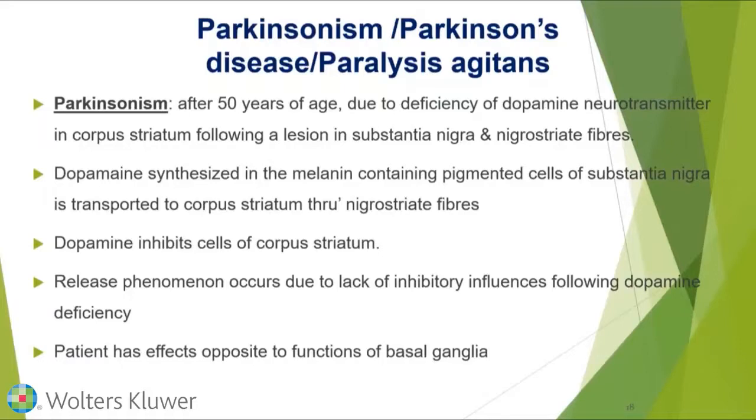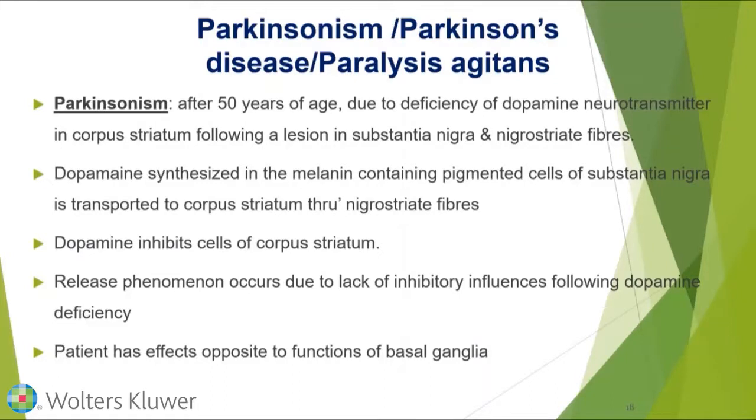One of the most important conditions occurring due to a lesion of basal ganglia is Parkinsonism. It is also otherwise known as Parkinson's disease or paralysis agitans. Parkinsonism occurs usually after 50 years of age due to deficiency of dopamine neurotransmitter in corpus striatum following a lesion in substantia nigra and nigrostriate fibers.